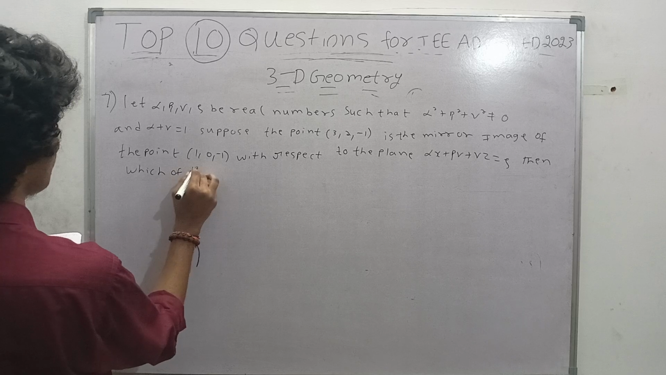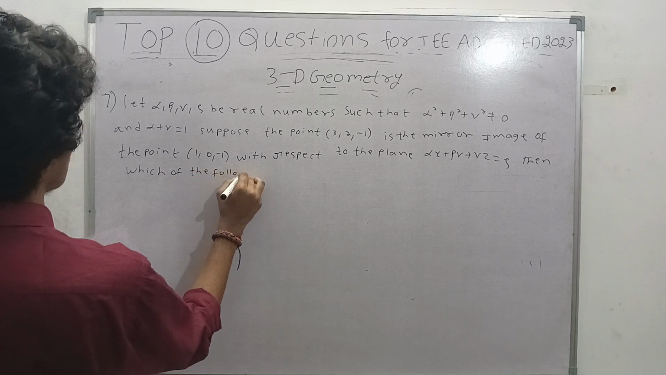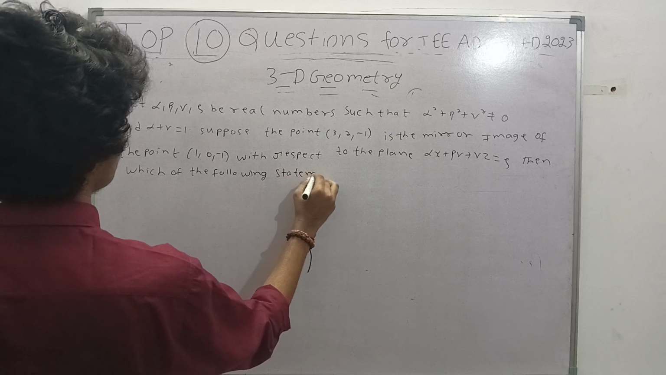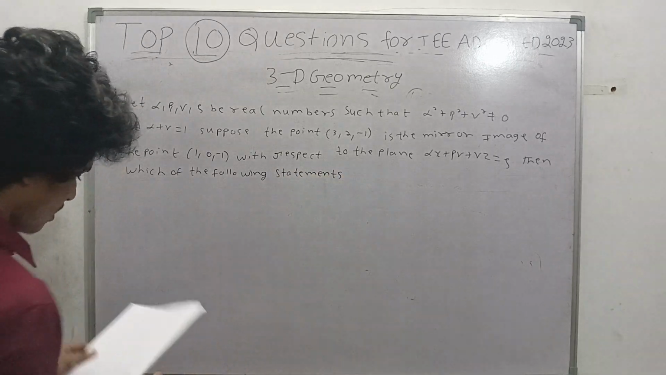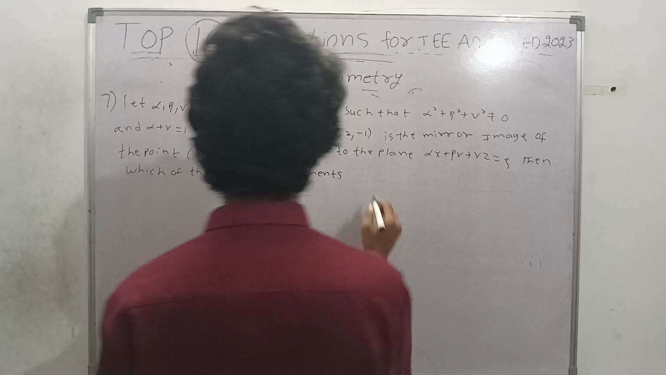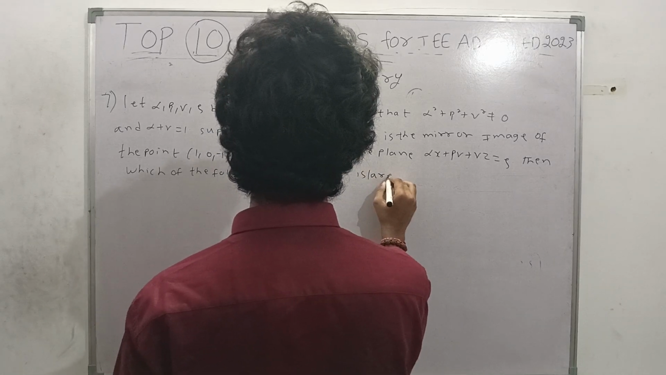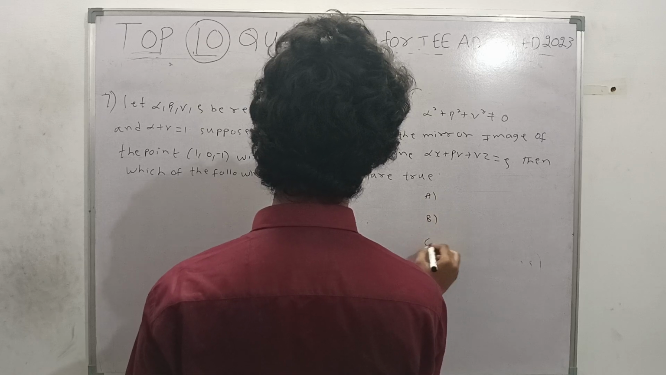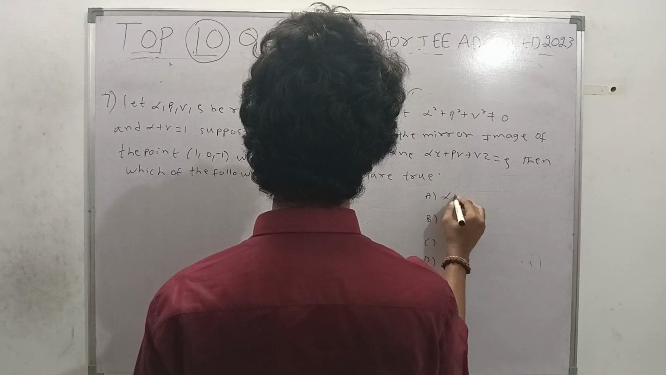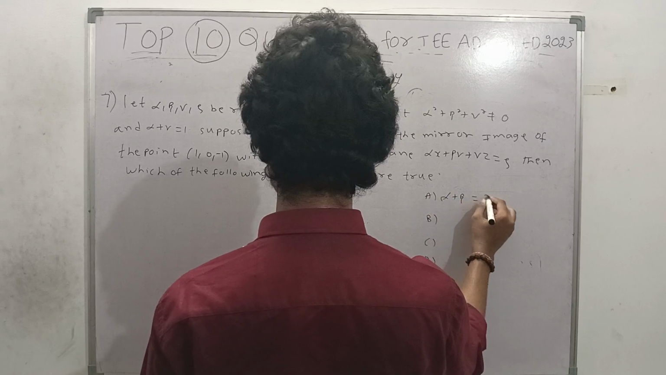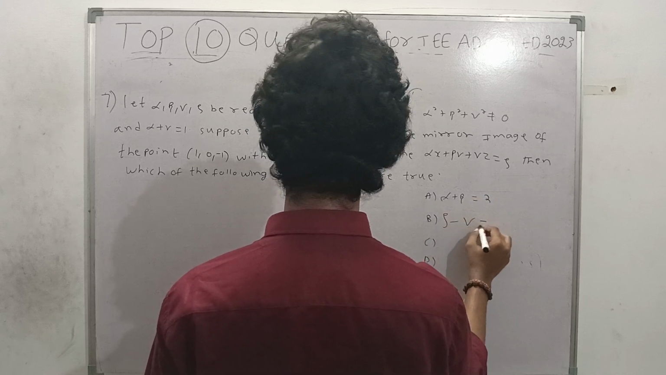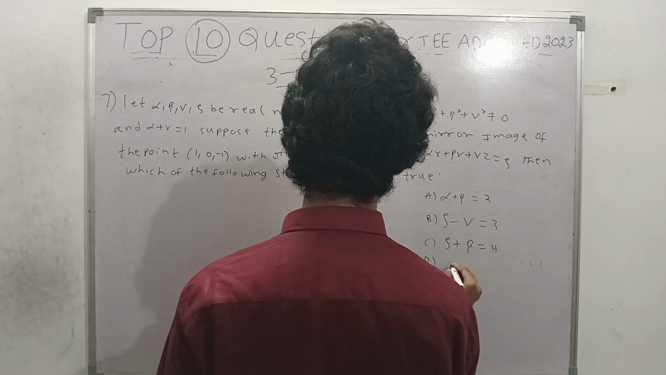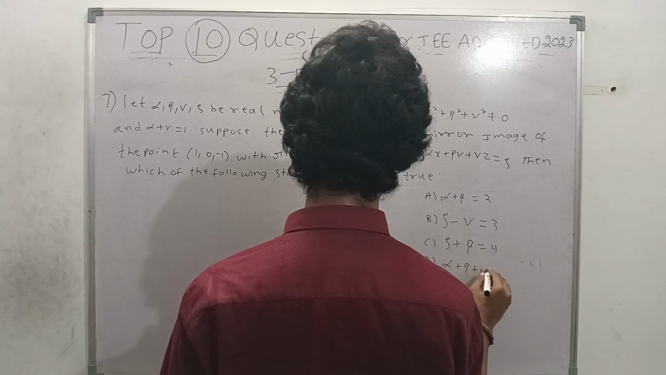Which of the following statements is or are true? The given options are: option A, alpha plus beta equal to 2; option B, delta minus gamma equal to 3; option C, delta plus beta equal to 4; option D, alpha plus beta plus gamma equal to delta.